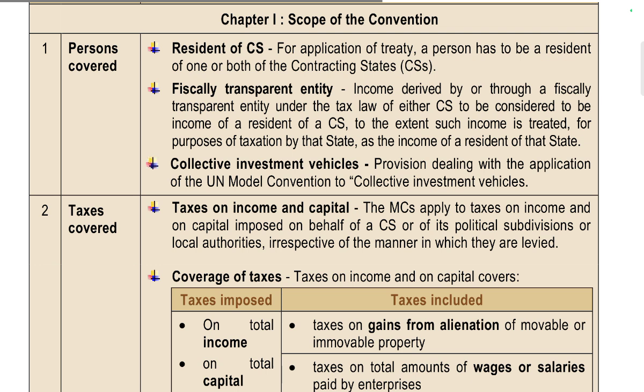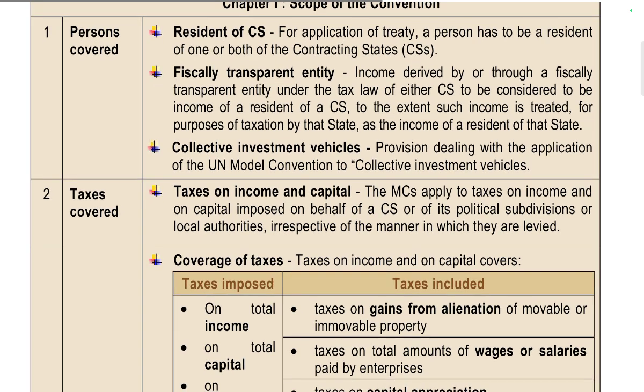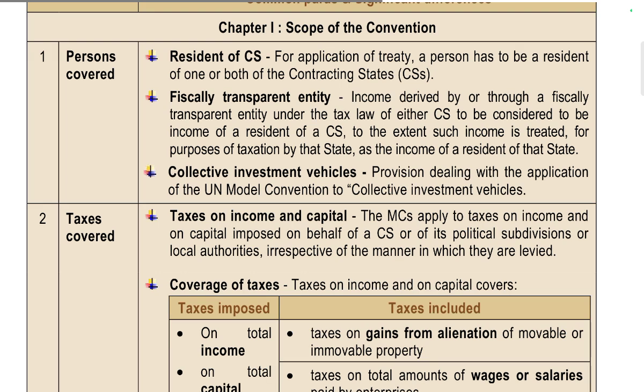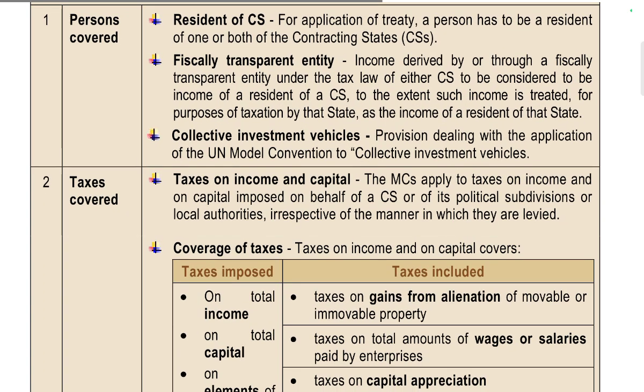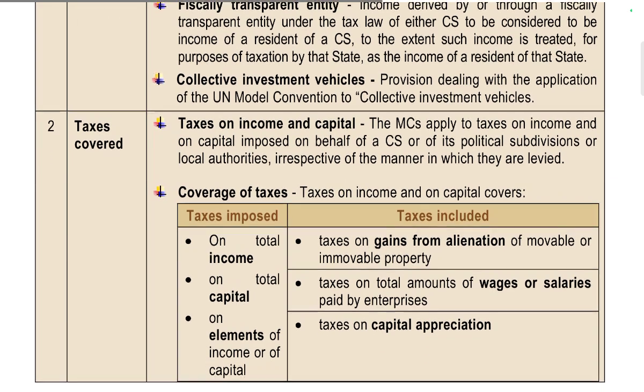Fiscally transparent entity. Income derived by or through a fiscally transparent entity under the tax laws of either contracting state is to be considered income of a resident to the extent the income is treated, for the purpose of taxation by that state, as the income of a resident of the state. Collective investment vehicle. The UN model provides provisions dealing with the application of the UN model convention to collective investment vehicles.